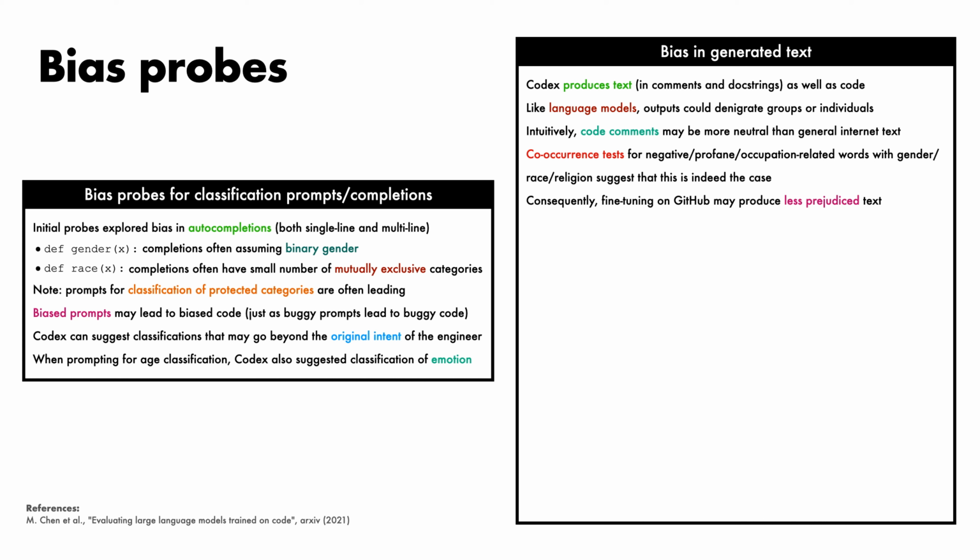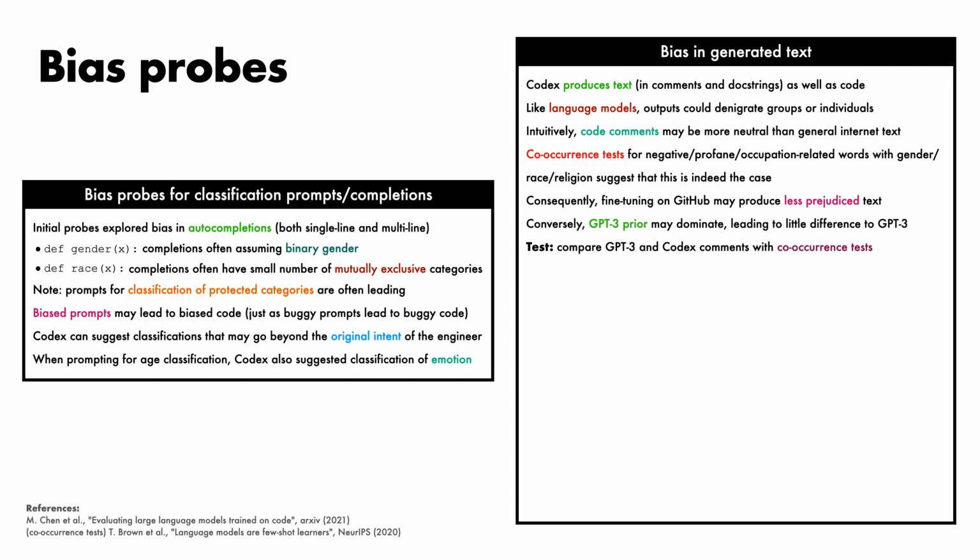Consequently, it may be reasonable to assert that fine-tuning on GitHub code files may produce less biased text. Conversely, Codex text generation may in fact rely heavily on GPT-3 priors acquired from the initialization of the model, and as such, there may be little difference between Codex and GPT-3. To test these hypotheses, the authors compared GPT-3 generated text with Codex comment generations using co-occurrence tests following the methodology used by Brown et al. in the original GPT-3 paper.